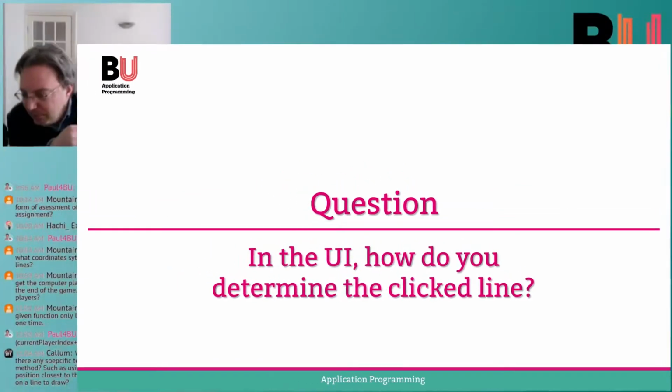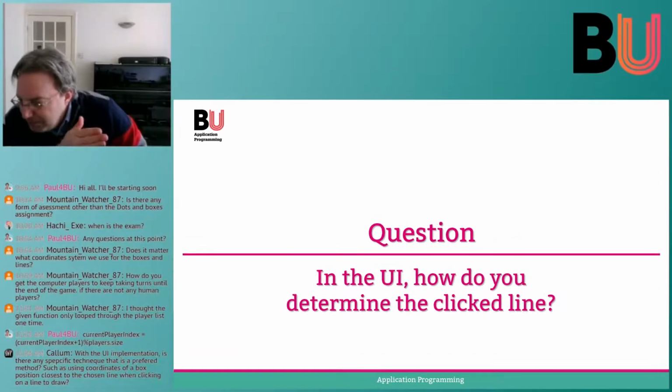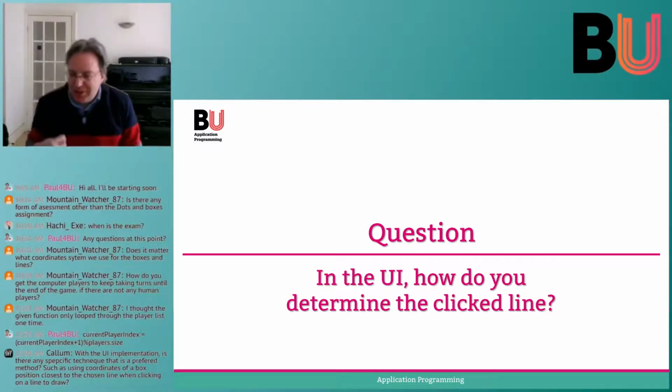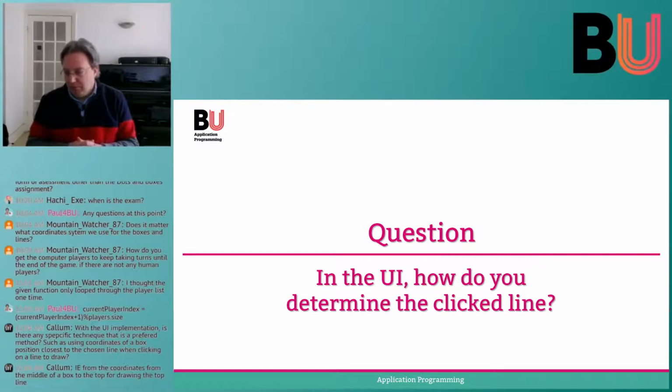Okay, with the UI implementation, how do you determine the box position, the line? The suggested technique for handling presses is basically to determine which box your press was in. When you have a box, you've got 4 bounding lines. You can get that from the bounding lines property.